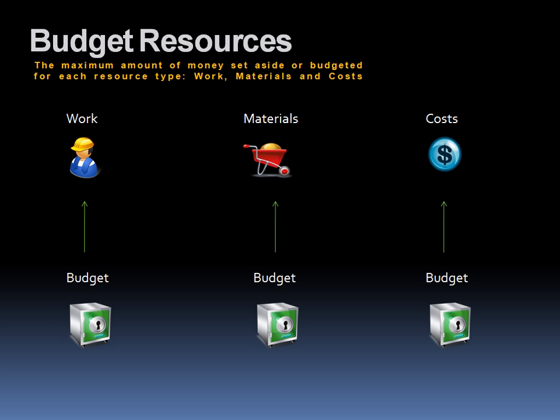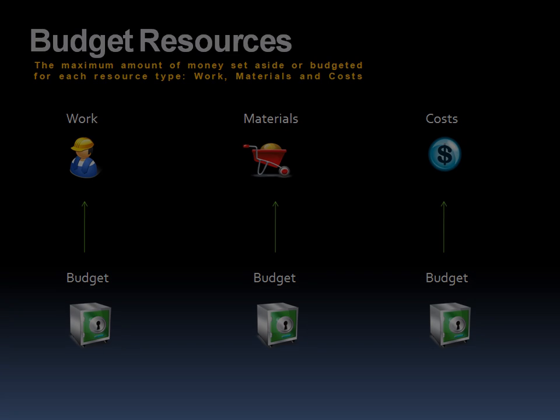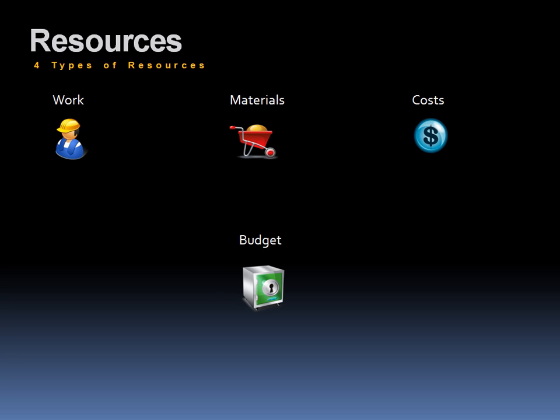And then finally we have what's called a budget resource. And basically it's the maximum amount of money set aside or budgeted for each resource type. So we've got a set budget for our work. We've got a set budget for the materials, a set budget for the costs. And like I said, those are the four types of resources.